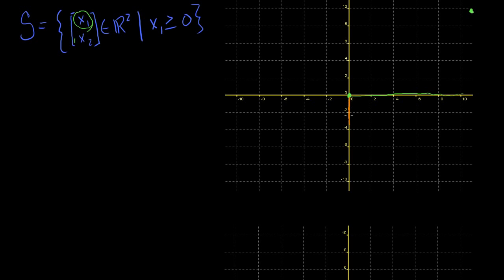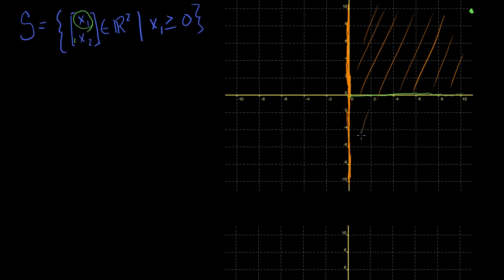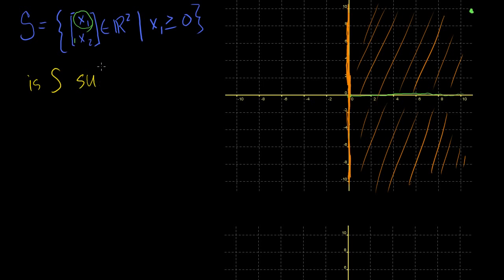But this subset of R2 will include the vertical axis, often referred to as the y-axis. It'll include the vertical axis, and essentially the first and fourth quadrants. If you remember your quadrant labeling, that's the first quadrant, and that's the fourth quadrant. So my question to you is: is S a subspace of R2? So the first question, does it contain the 0 vector?